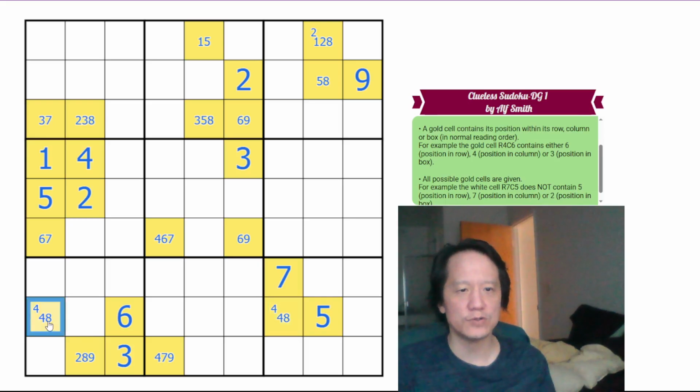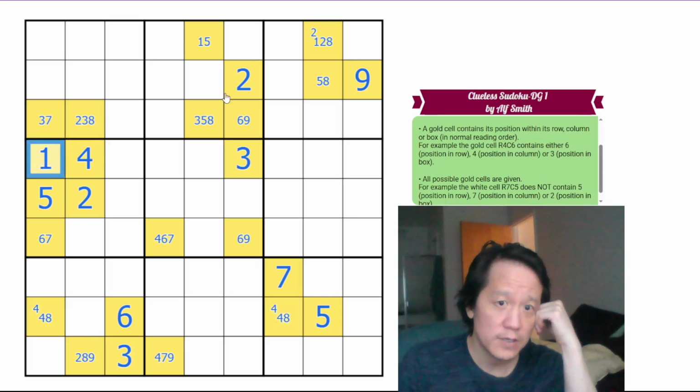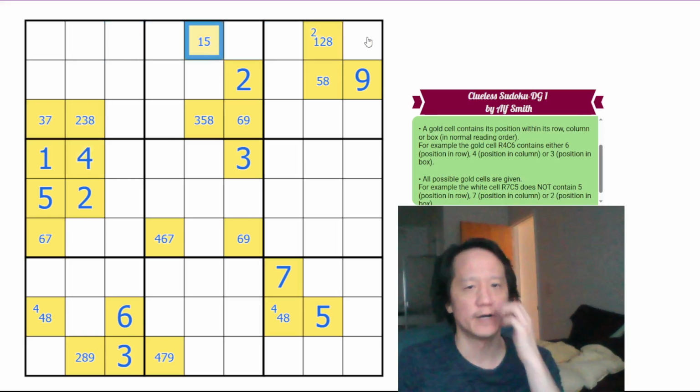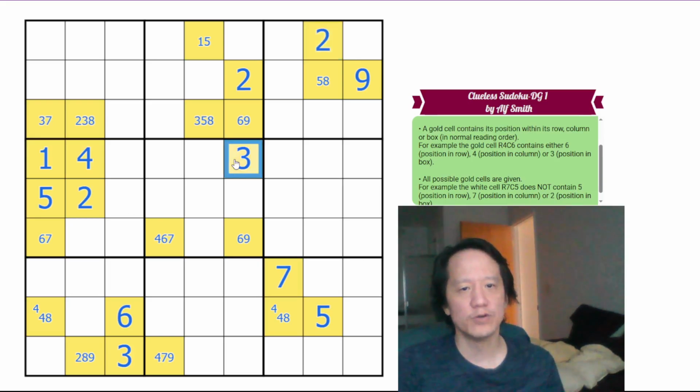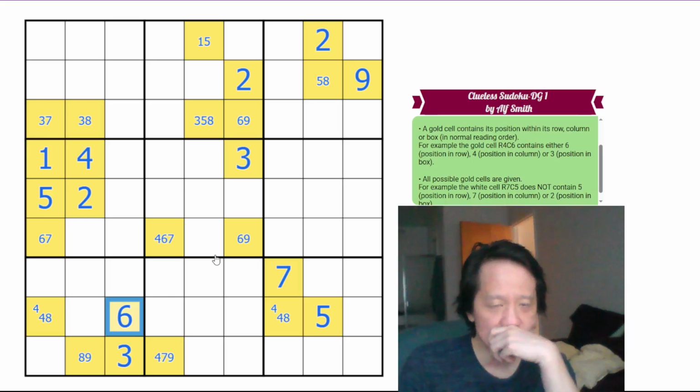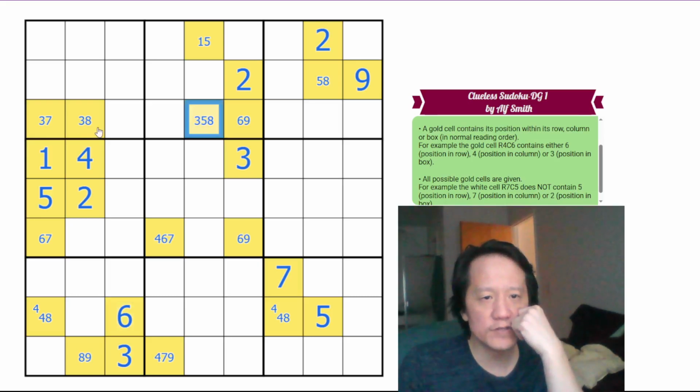4 is one of these two. We know that. So we have 1. We do not have 2 yet in the second position in the box, so this has to be a 2. We have 3. We have 4 is one of these. 5 is here. 6 is here. We need 7, so one of these 3 is a 7. We're not sure which. This can't be 2 because of the 2 in the column. One of these 3 is 8, and one of these 2 is 9.